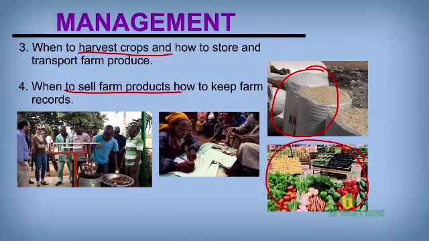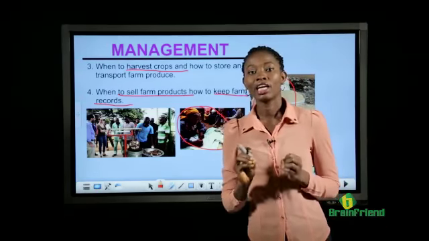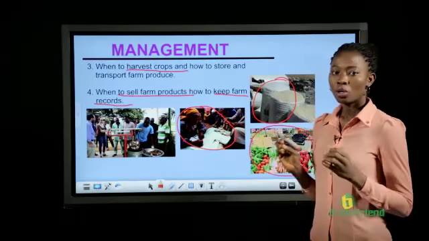The farm manager also learns to keep good farm records. He does that either by writing them down or by keeping a good mental record of the farm processes. All of these are points that are considered in agricultural management.